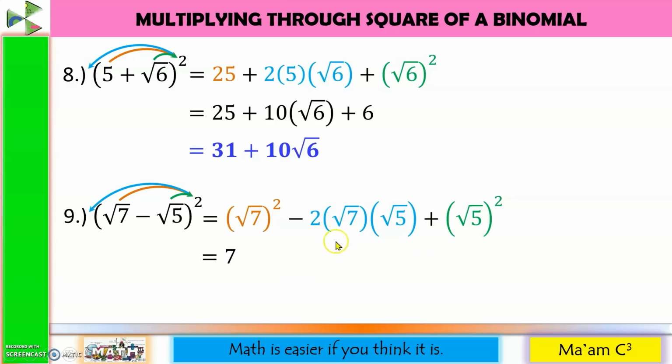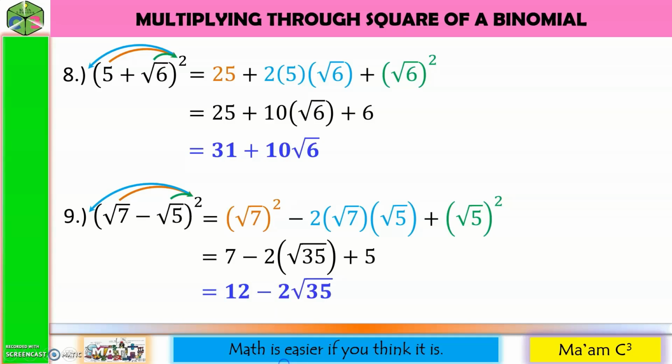And then square root of 7 times square root of 5 is square root of 35. So this will be minus 2 square root of 35. Square root of 5 squared is simply 5. 7 plus 5 is equal to 12. And then copy minus 2 square root of 35.